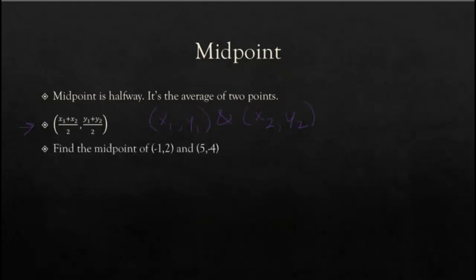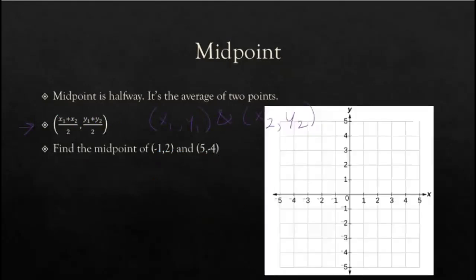So let's find the midpoint of (-1, 2) and (5, -4). First, I'm going to draw it and show you on our grid. So (-1, 2) is right here, and (5, -4) is all the way down here. If I connect these with a very straight line, then I can estimate, what is about half? It looks like it'd be about here. So let's see what that is going to be.